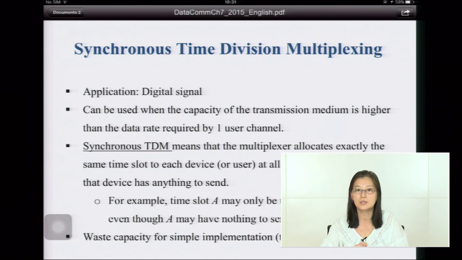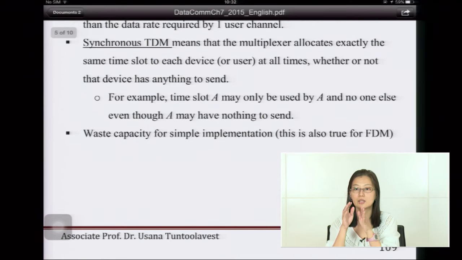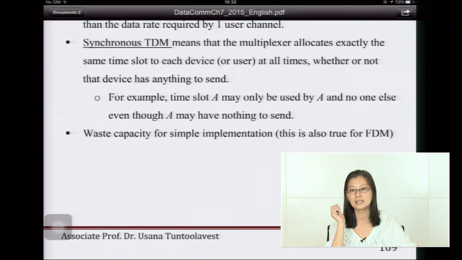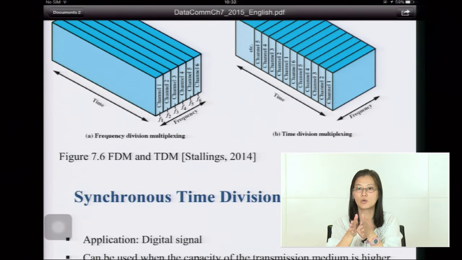It can be used if the capacity of the transmission medium is higher than the data rate required by one user channel. Usually, if the link in between is optical fiber or coaxial cable, and you can combine signals from many users together to transmit into this link, then you can use synchronous time division multiplexing. In this case, synchronous TDM means that the multiplexer will allocate exactly the same time slot to each user at all times. As we have seen here, if this time is channel 1, it is used for channel 1 only, and if this time is for channel 2, it is used for channel 2 only.